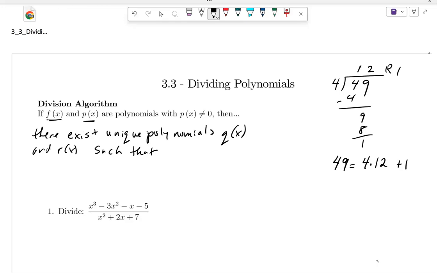How did we write this over here again? Just looking at the numbers, this is what we divided into. This was what we were dividing by, correct? Okay. So over here, I want to divide my f of x by my p of x. So my f of x is going to be the thing that's on the left-hand side.